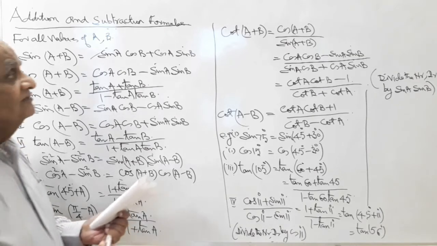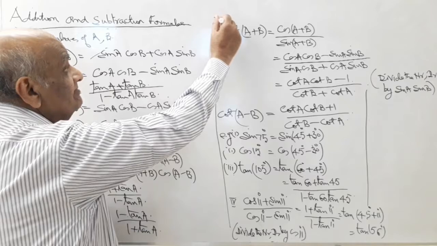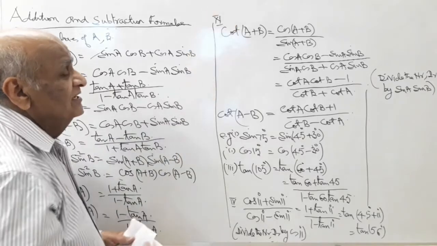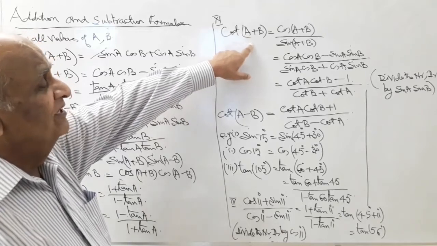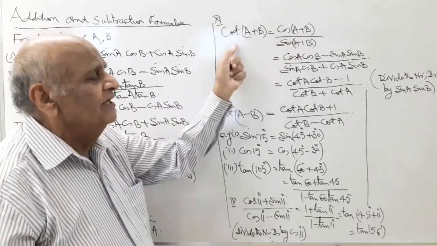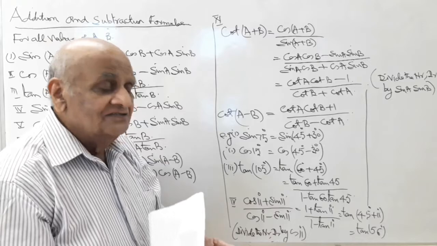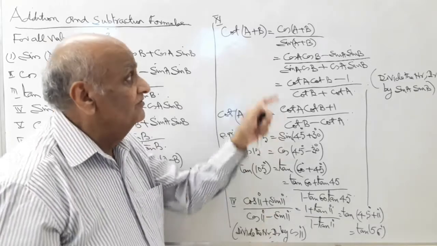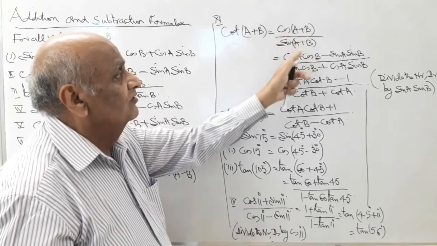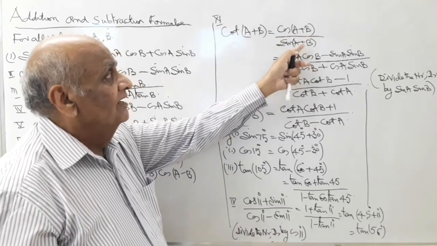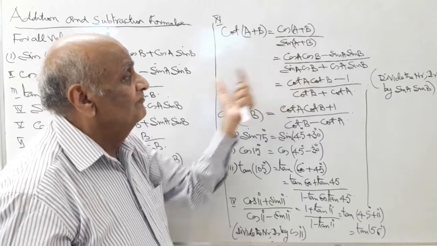Then in this 11th case, in terms of cotangent, not so common, but still: cot(A plus B). It is the reciprocal of tan, so cot(A plus B) is cos(A plus B) over sin(A plus B). Express it using the formulas before this.